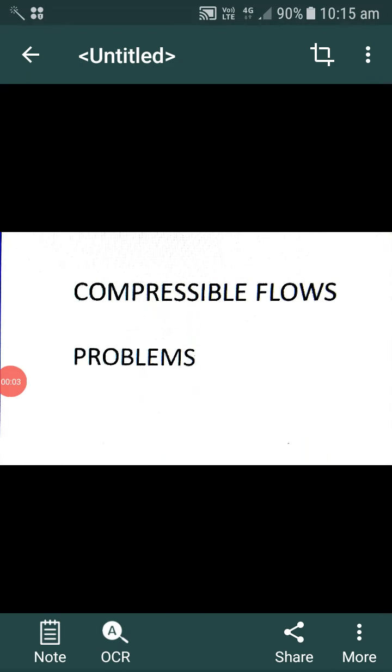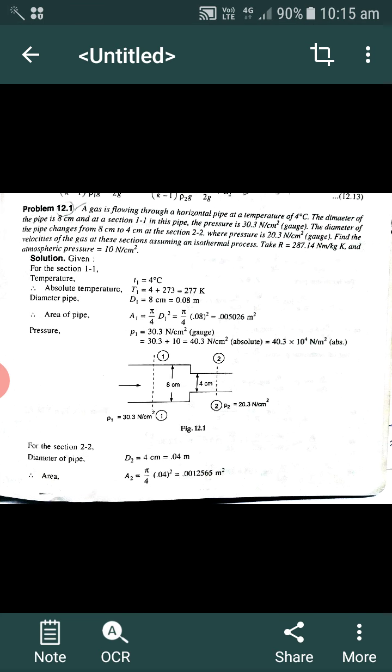Now, in class 2 of compressible flow, we have derived two derivations which are important for the exam. Let us discuss one problem on the related derivation and the related equation. Problem number is given. Let me read this problem.